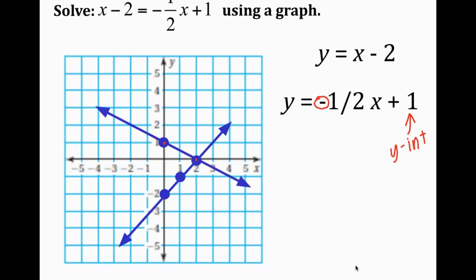And now that you've plotted all your points and connected your lines, you can go ahead and look at the point of intersection. Our point of intersection here is 2, 0. And remember that for these types of problems, you only need the x value for your solution. So in this case, we would have x equals 2 for our solution.